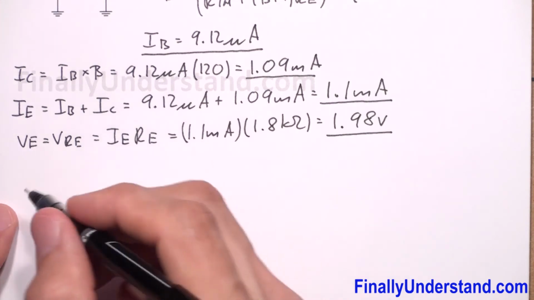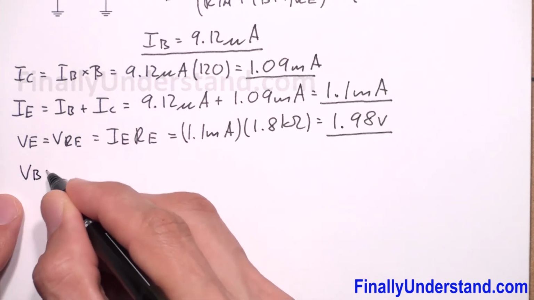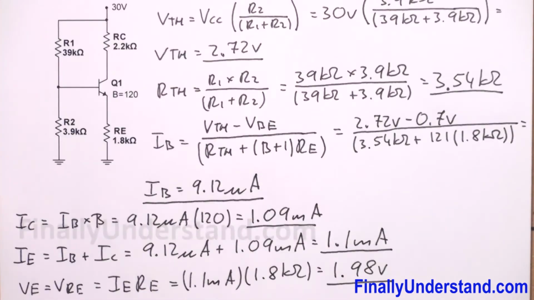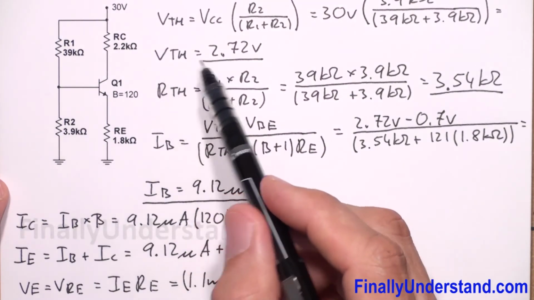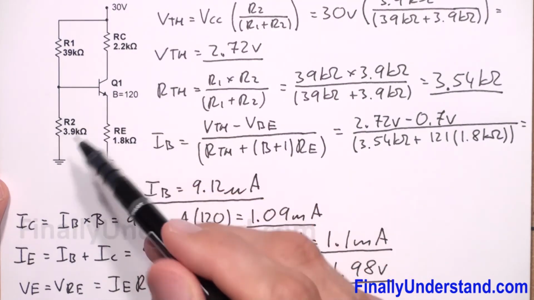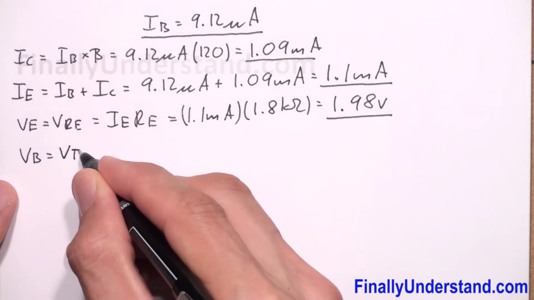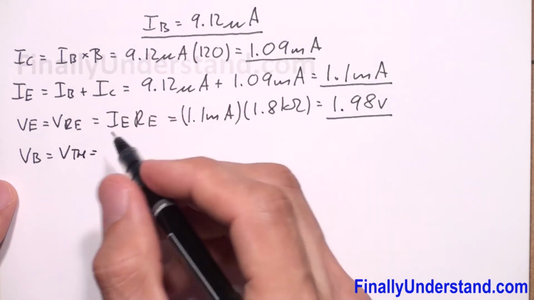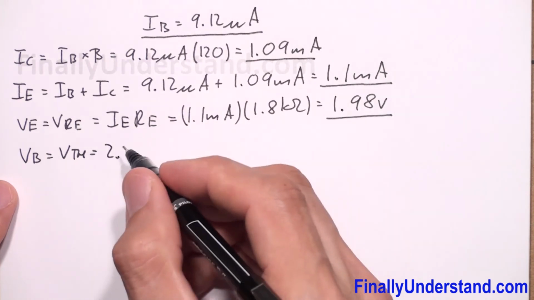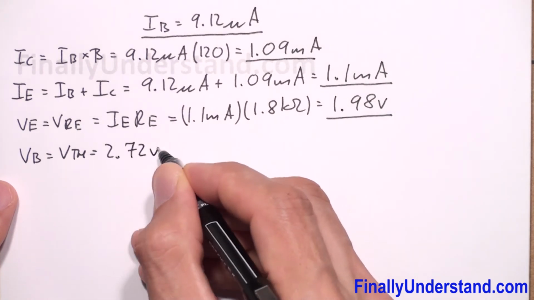Next, I'm supposed to find voltage VB. As you remember, we said that VTH is the voltage at the base. That's why I'm going to say VB is equal to VTH, and this is equal to 2.72 volts.